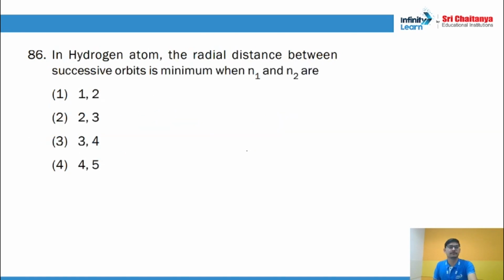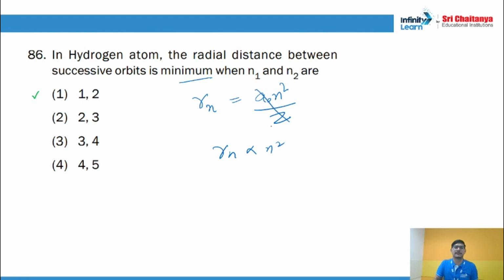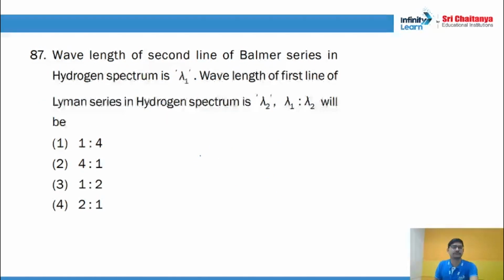In a hydrogen atom, the radial distance between successive orbits is minimum. So, what is the formula for radius? It is a naught n square by Z, and so obviously the radius will be proportional to n square, because the other two are constants. Z is also constant. For hydrogen, Z is equal to 1. We are asking about the minimum distance. So basically, n2 square minus n1 square should be minimum. So 2 square minus 1 square is 3. You can check that, 3 square minus 2 square is 5. You can do it like that. So the minimum gap is between 1 and 2. So that becomes the correct answer.